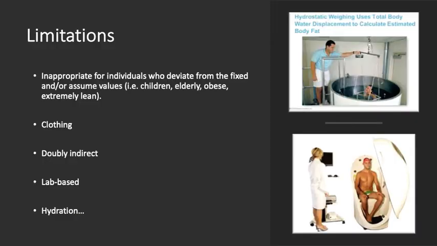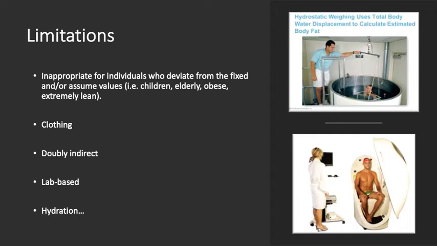So the limitations to air or water displacement is it's inappropriate for individuals who deviate from the fixed and or assumed values. For children, elderly, obese, extremely lean, it's not as accurate because the regression equations that are inputted into the system are for normal, recreationally active, normal weight individuals. So this would not provide an accurate measure. So just be mindful of that.